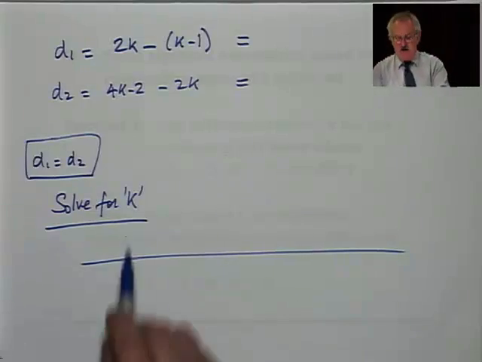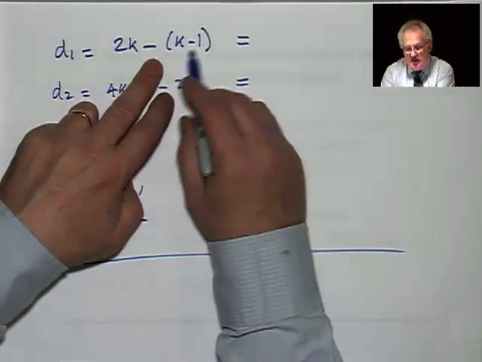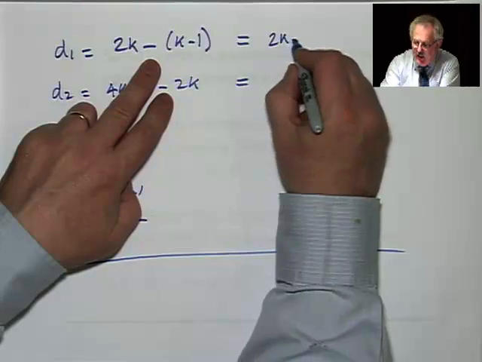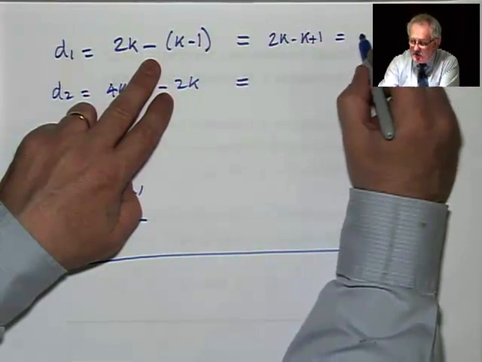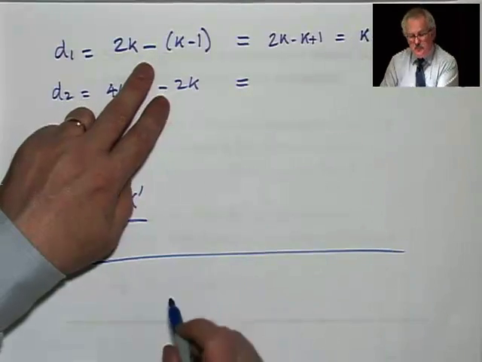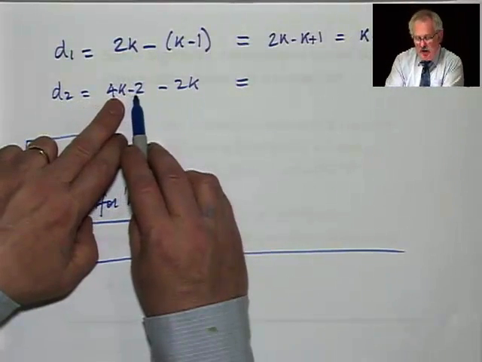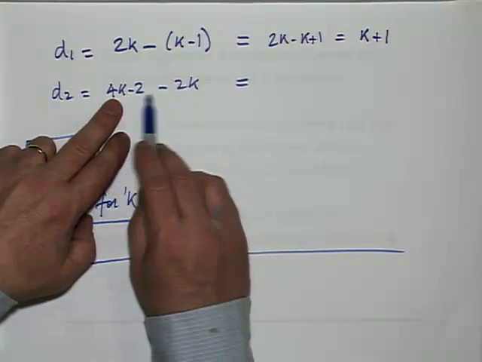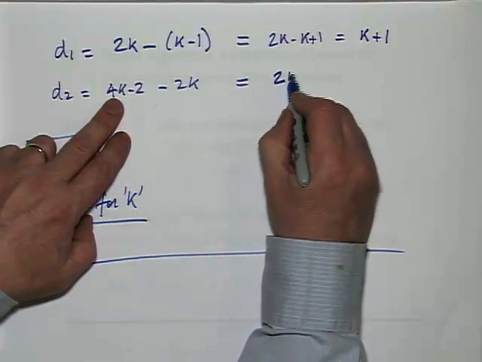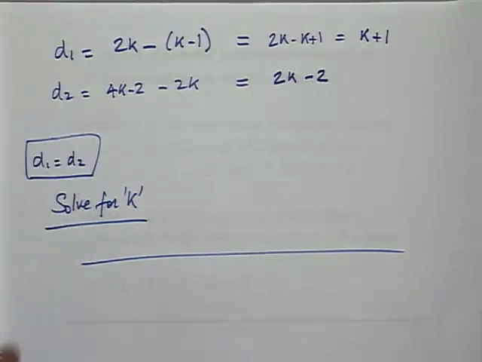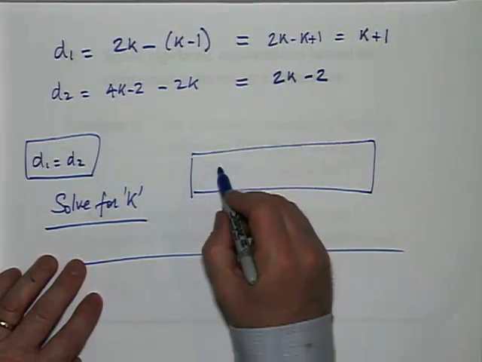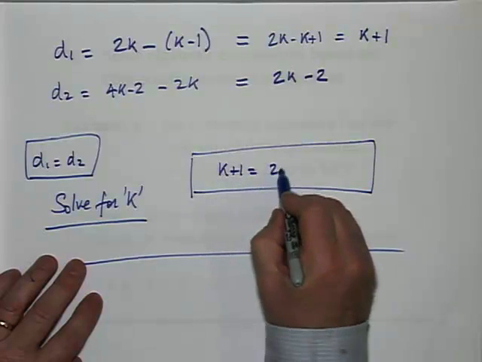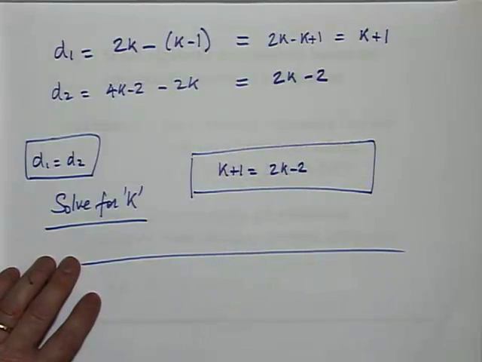Okay, so returning to that, 2k, spreading the minus in, is 2k minus k plus 1, minus by minus. 2k minus k is k plus 1. Here we get 4k minus 2 minus 2k. 4k minus 2k is 2k minus 2. So putting the two together, we get that k plus 1 is equal to 2k minus 2.